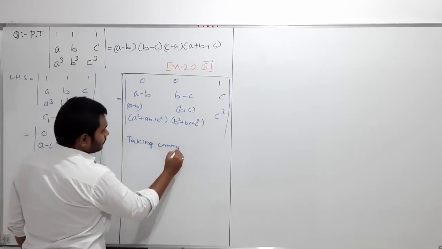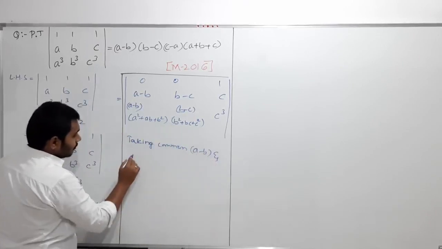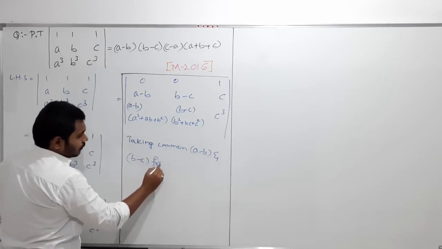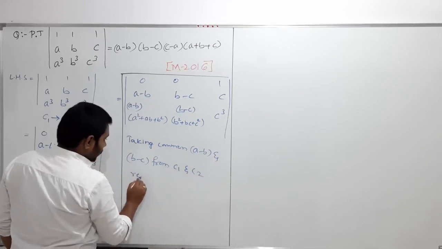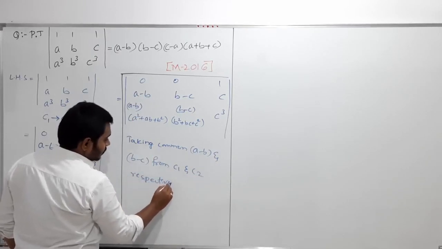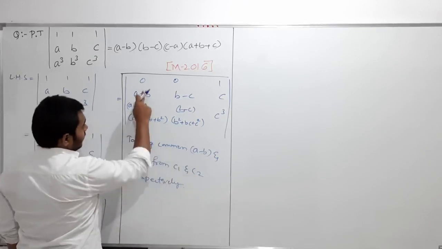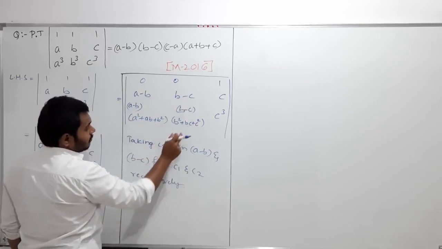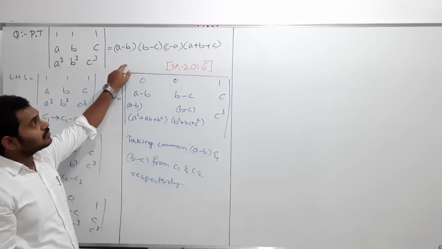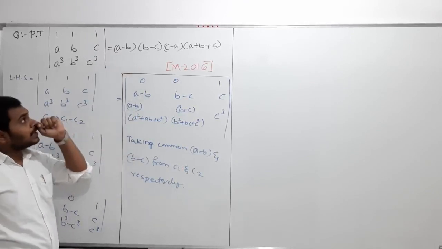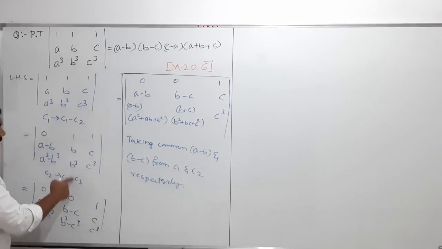So now here, taking common A minus B and B minus C from column 1 and column 2 respectively. From column 1 I will take A minus B, and from column 2 I will take B minus C. I am taking A minus B and B minus C common because in the RHS part we should get it as A minus B into B minus C. That's why I am taking common, and that's why I applied this result.